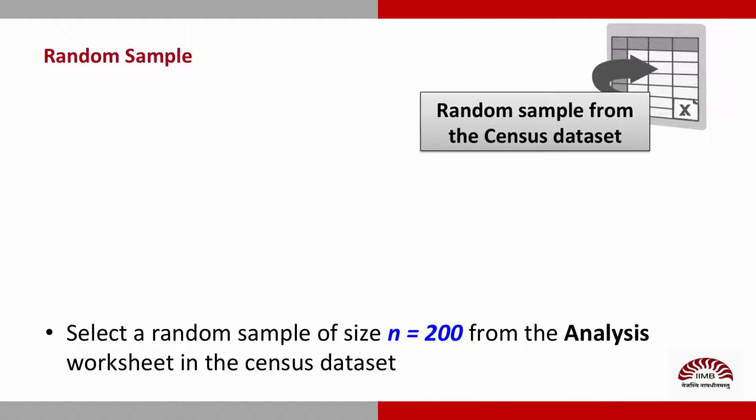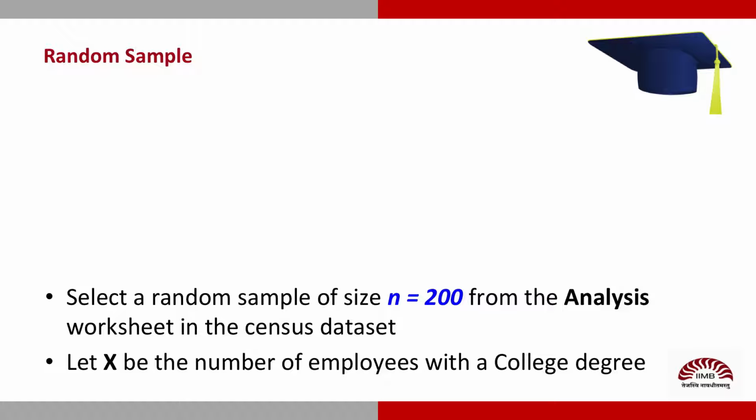Suppose we select a sample of size n equal to 200 from this analysis sheet. Let x be the number of employees in the sample with college degrees. X can take the entire range of values from 0 to 200. What's the underlying distribution of x?